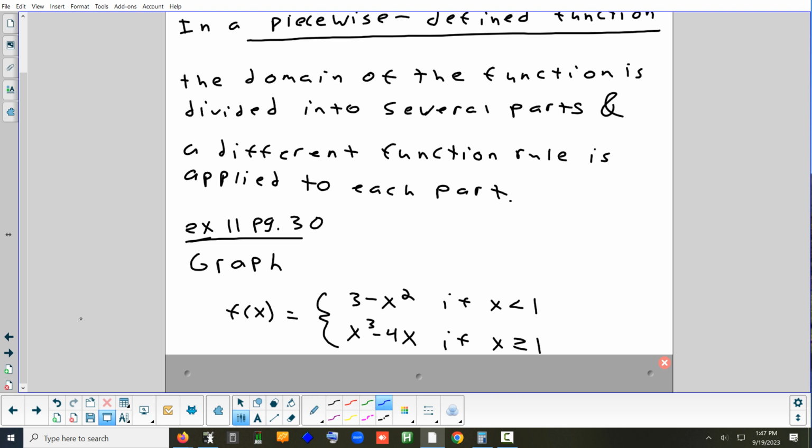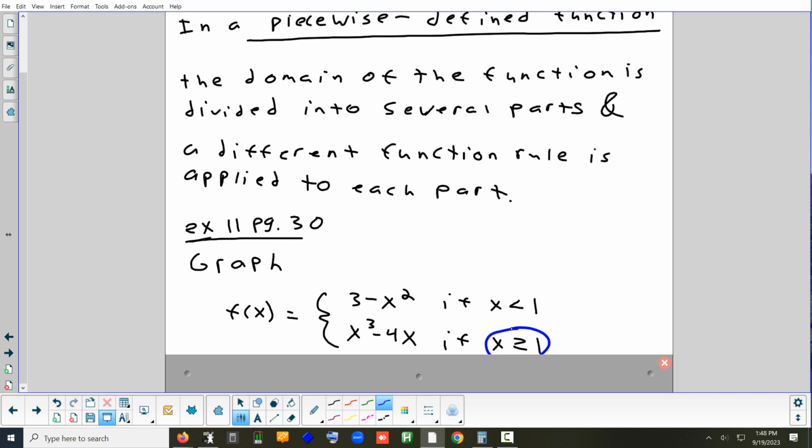So let's say I wanted to figure out what I get when I plug in 2. If I plug in 2 for x, and I say, give me the answer, would you plug 2 into the top formula or the bottom one? Which one? Bottom, yeah, because 2 meets this condition. So when you plug in 2 for x, you get 2 cubed is 8, minus 4 times 2 is 8. You get 0.